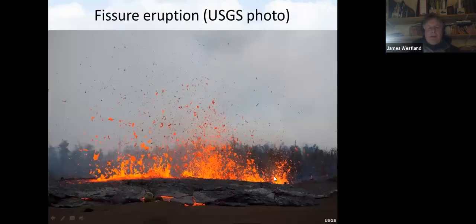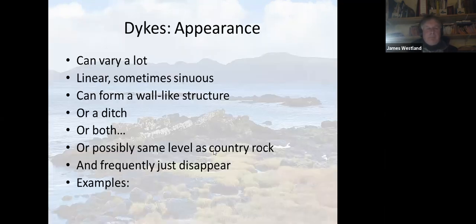This is what a dike looks like erupting at the surface. This is a fissure eruption, again from a USGS photo. And it's like a line, it's like a curtain of fire as this material pours out at the surface. And eventually when that fissure that it's coming out of solidifies, you'll have a dike.